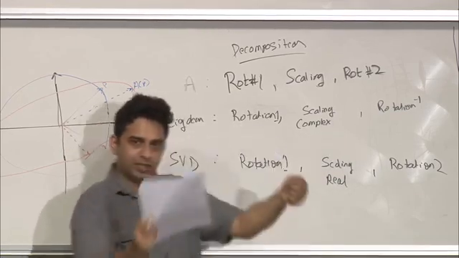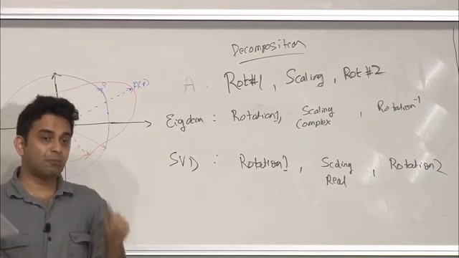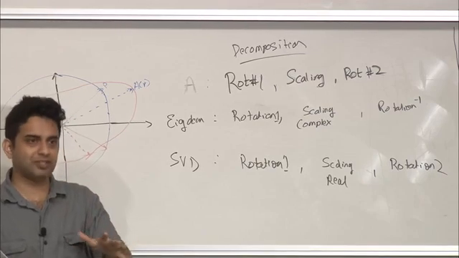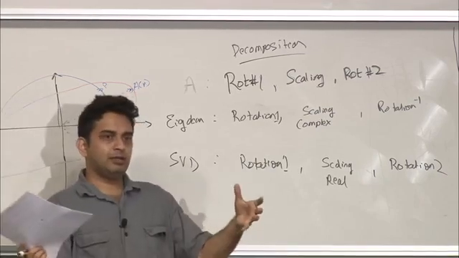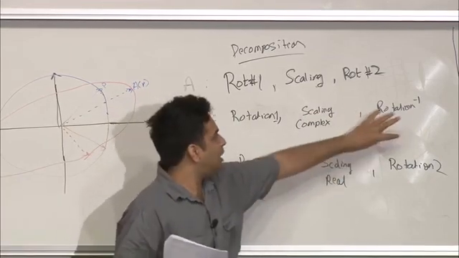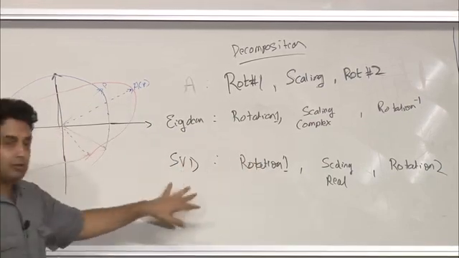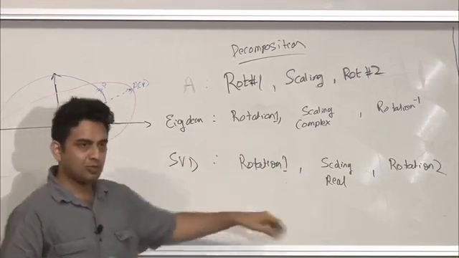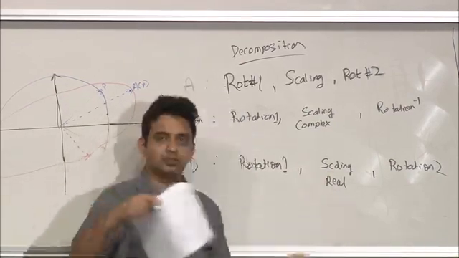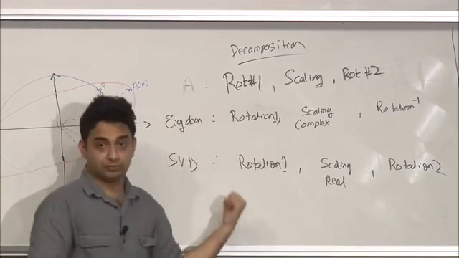So you temporarily rotate it in some way, scale it by a complex number, which implicitly could involve rotation, and then at the end of this step, which may have done some rotation, you undo the first step. For the singular value decomposition, you rotate it by some amount, but you only scale it by a real value along the dimensions, and then you rotate it a different way. It may not be the inverse of the first rotation.